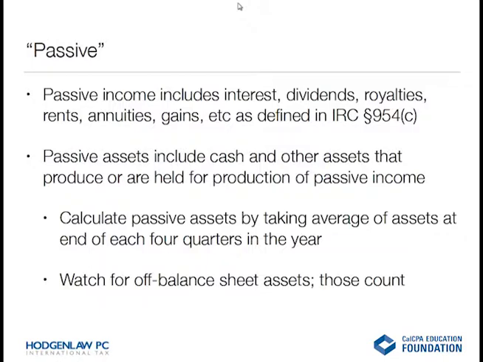When we're talking about passive assets, we mean things like cash and any other assets that produce or are held for the production of passive income. The way you calculate passive assets is by taking the average of the assets at the end of each of the 4 quarters in the year. And one thing to look out for is assets that are off balance sheet. Those are something you would want to consider in looking at the passive assets. These would sometimes be things like intangibles, goodwill, and so on.